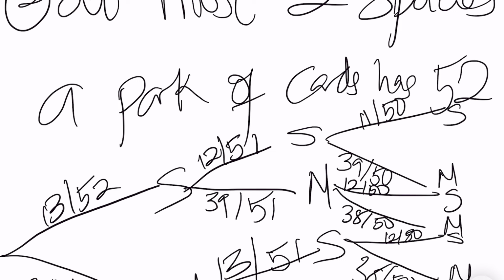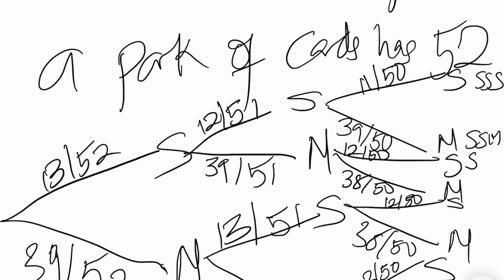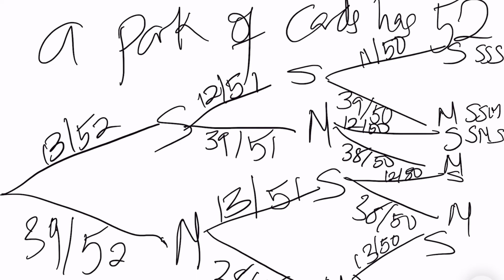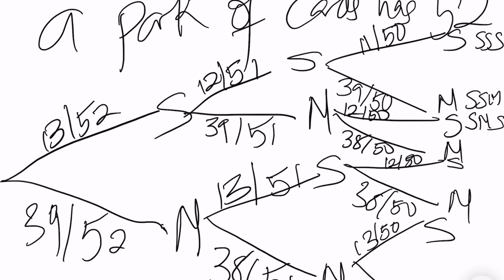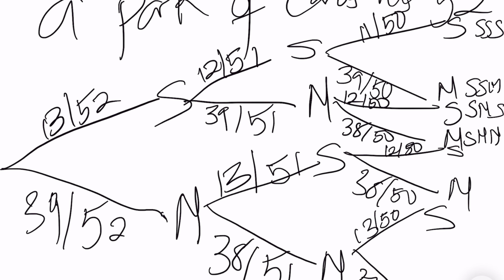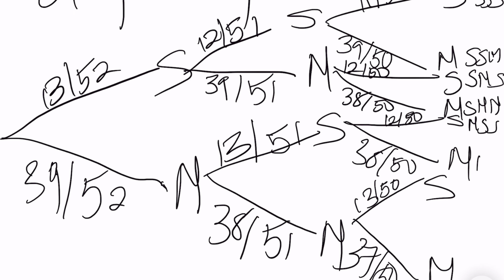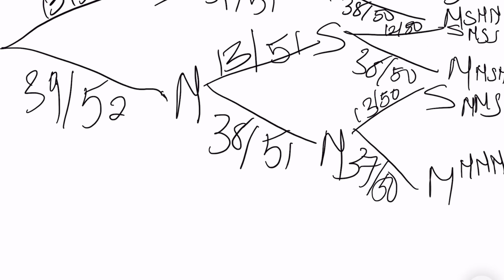So for the first one, this is SSS, this is SSN, we have SNS, here we have SNN, here we have NSS, we have NSN, here we have NNS, and here we have NNN. Now this is showing the tree diagram.